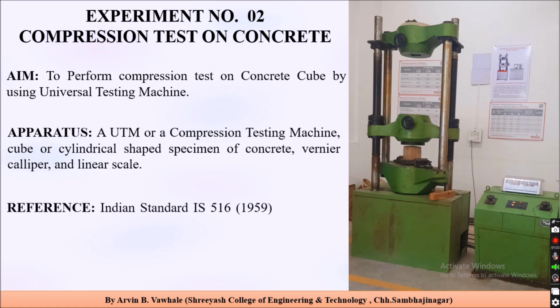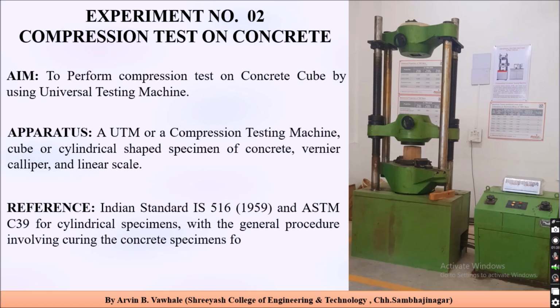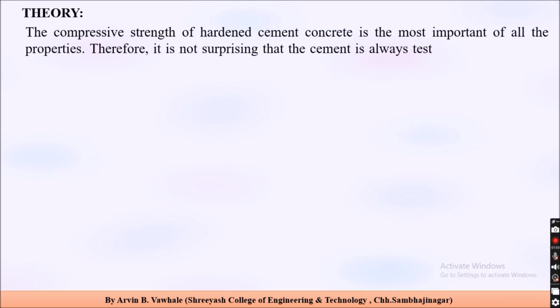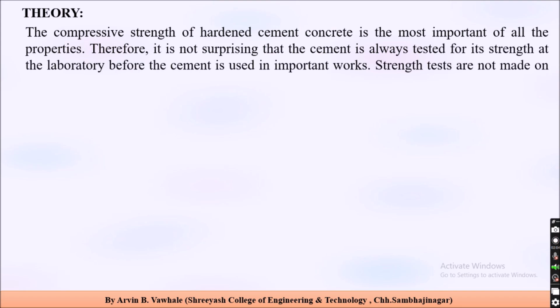Reference: Indian Standard IS 516:1959, and ASTM C39 for cylindrical specimens, with the general procedure involving curing the concrete specimens for a specified time. Theory: the compressive strength of hardened cement concrete is the most important of all its properties. Therefore, it is not surprising that the cement is always tested for its strength at the laboratory before the cement is used in important works.